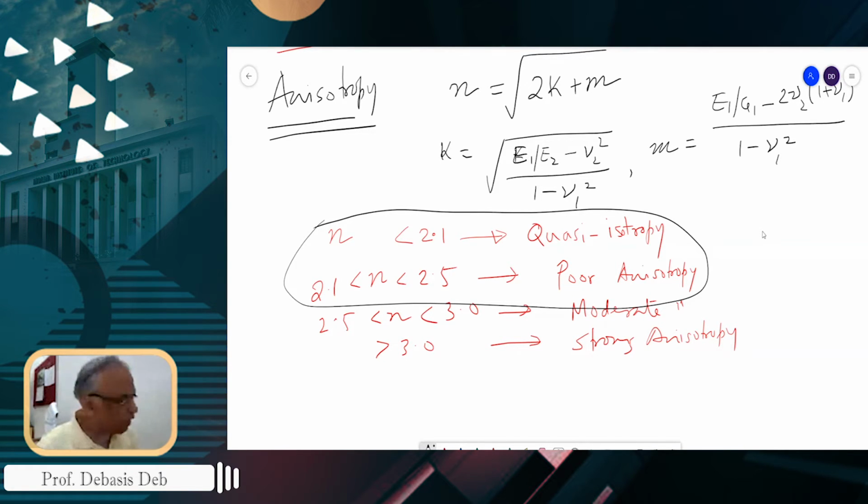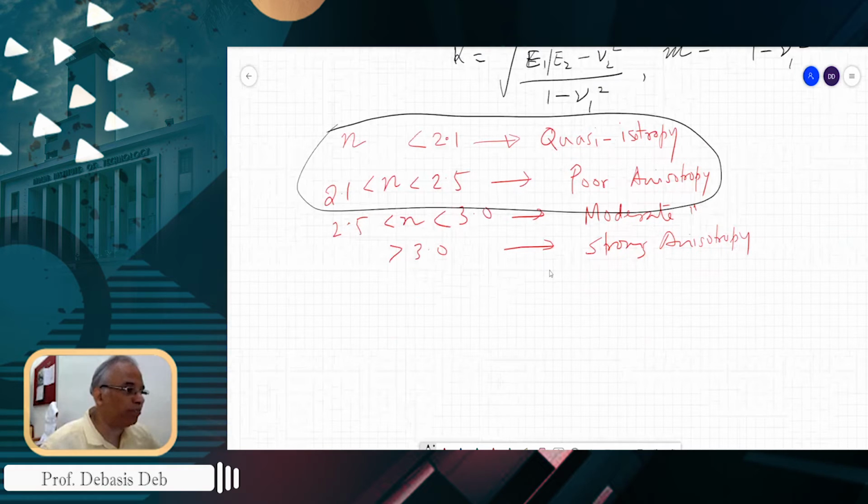Only the C matrix or D matrix will change. Okay, so far clear? But this needs to be established after testing in the laboratory. You just cannot arbitrarily say a rock is isotropic or anisotropic. You have to test it, then only you will know. So testing is very important.